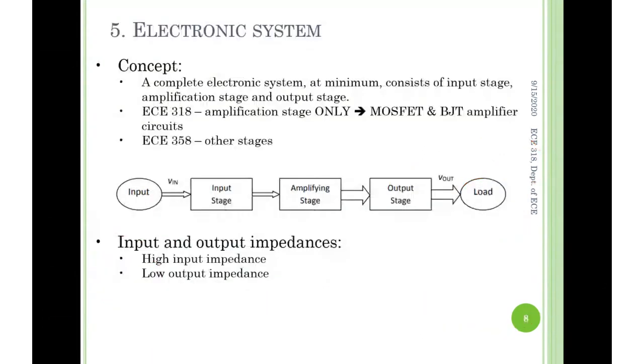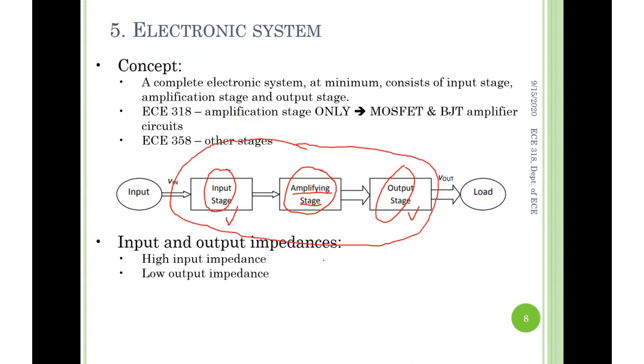And the last, if we put the amplifier into a system overall picture, this is the amplifier circuit right in the middle. We call it the amplifying stage. Before it, you have an input stage. After it, you have an output stage. The entire thing is the amplification system, a complete amplification system. And of course, here we have the input, and here we have the load to be fed, right?